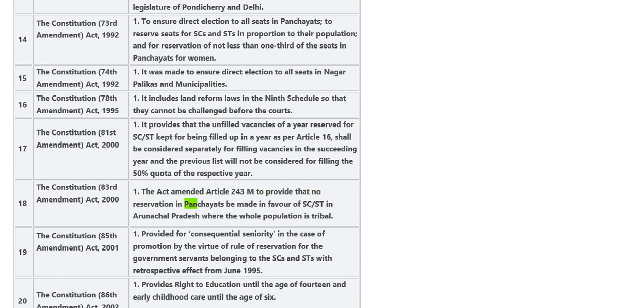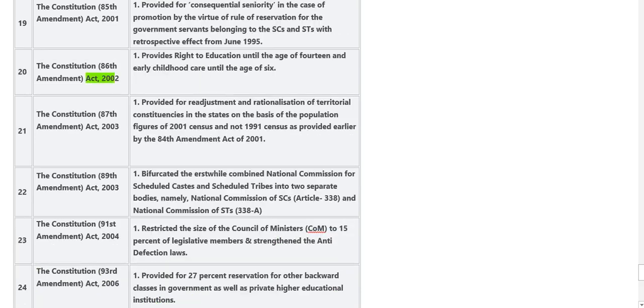18. The Constitution 83rd Amendment Act, 2000. The Act amended Article 243M to provide that no reservation in Panchayats be made in favour of SC, ST in Arunachal Pradesh, where the whole population is tribal. 19. The Constitution 85th Amendment Act, 2001. Provided for consequential seniority in the case of promotion by virtue of the rule of reservation for government servants belonging to the SCs and STs with retrospective effect from June 1995.